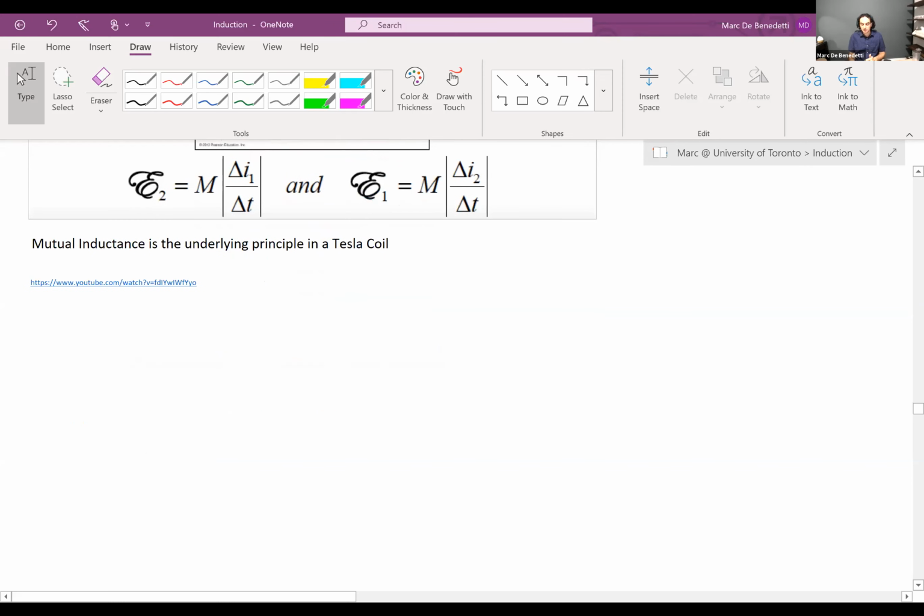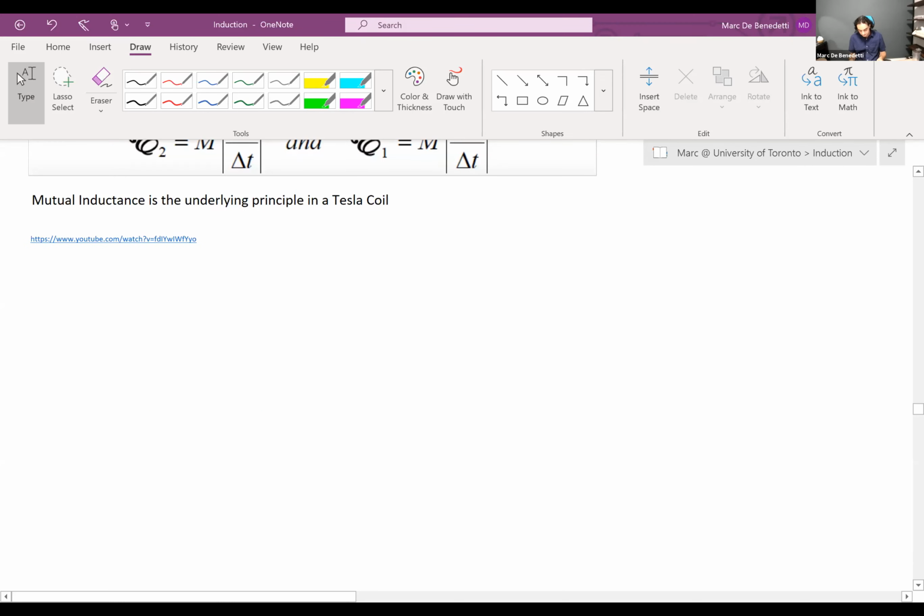So the grand finale of Tesla coils, I am so happy that there's a movie that has a very beautiful scene with Tesla coils. I have it here for you.